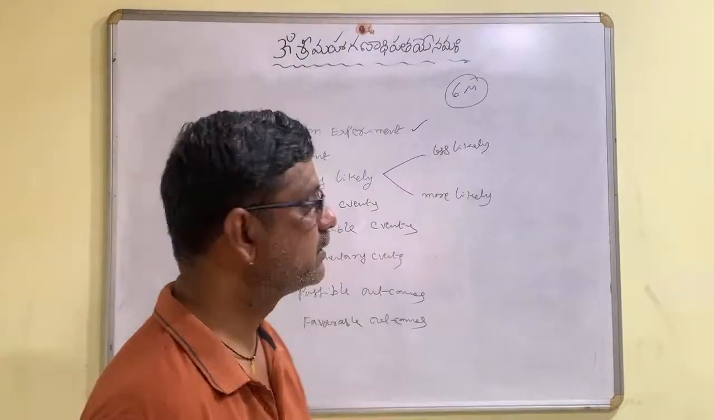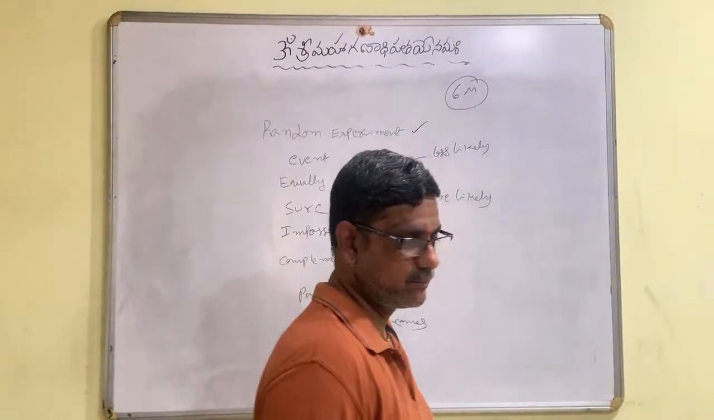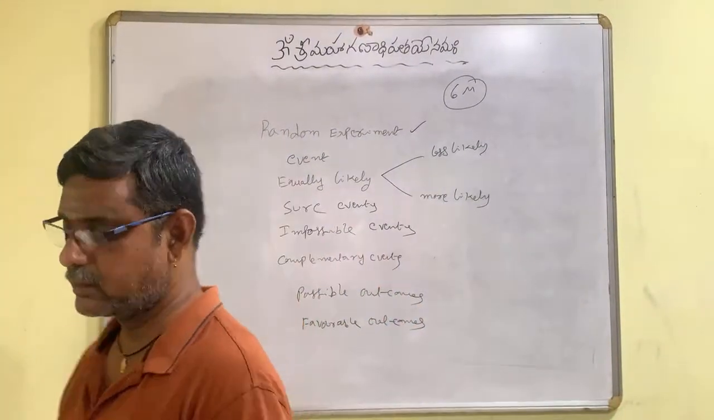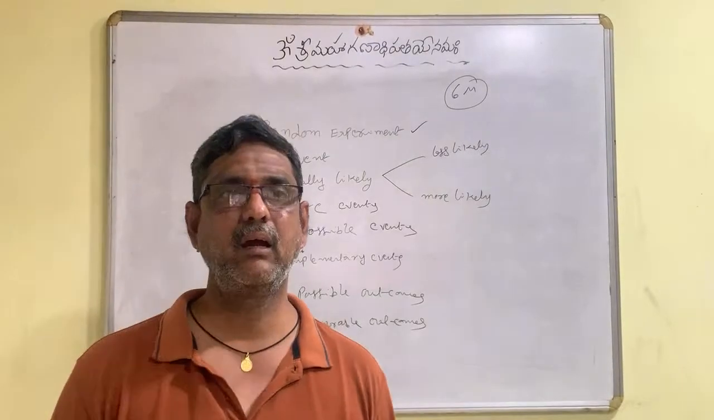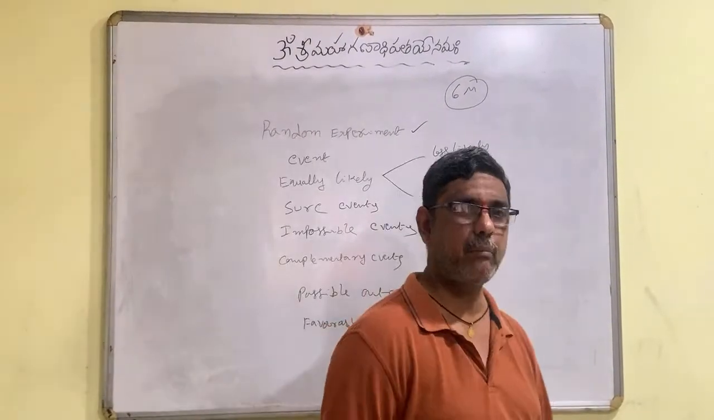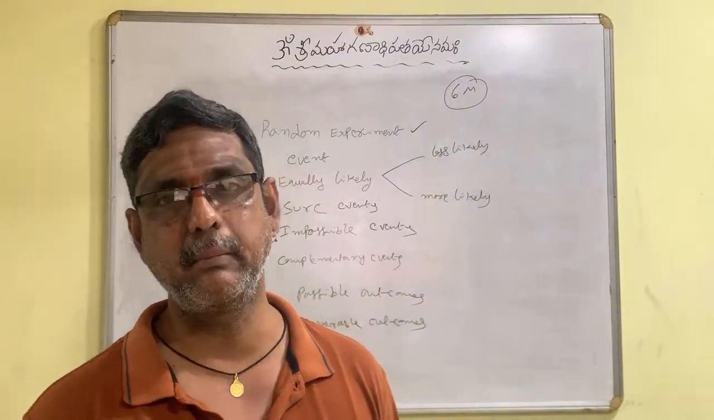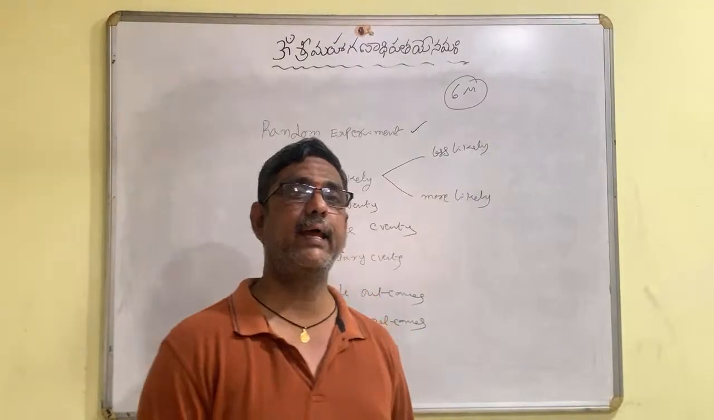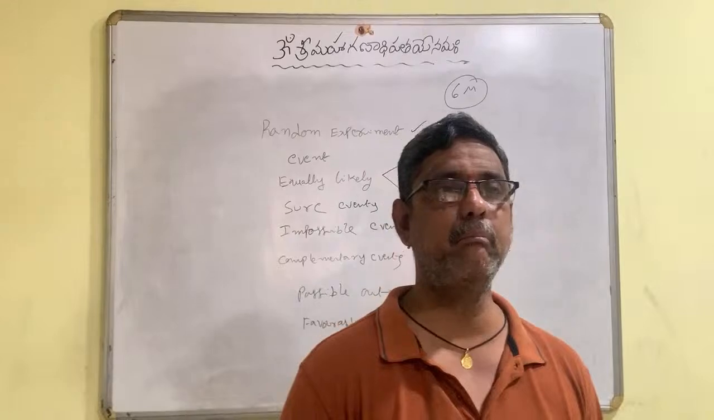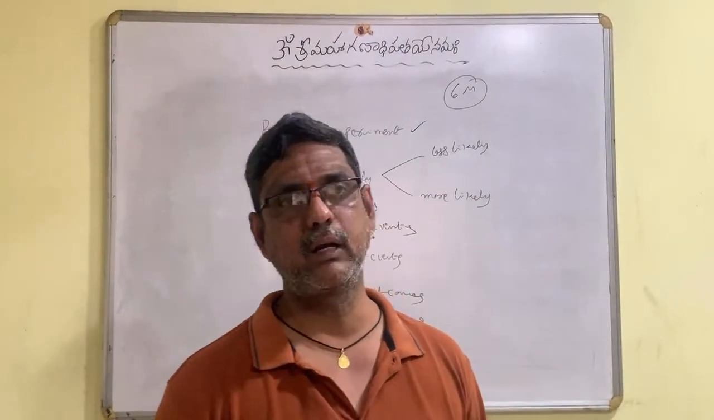Next, equally likely events. In an experiment, two or more events which have the same probability are called equally likely events, or equally likely outcomes.